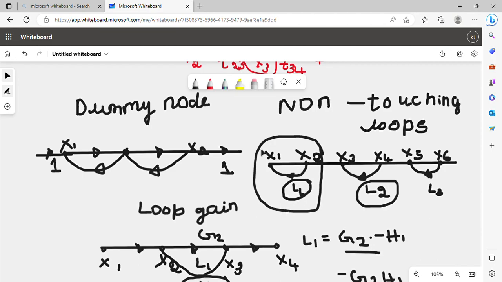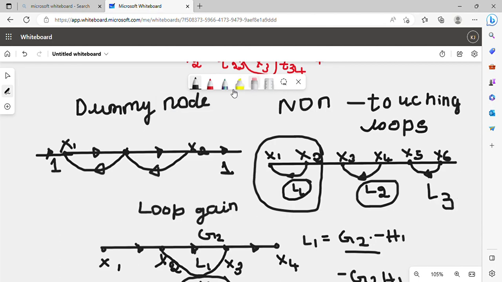So here for L1 it is x1 and x2, and for L2 it is x3 and x4. For L2, is there x1 and x2 present? No. There is no common x1 and x2 over here. For L3 it is x5 and x6. For x5 and x6, are there any common nodes with x3, x4 and x1, x2? No. So that is why I call it a non-touching loop.